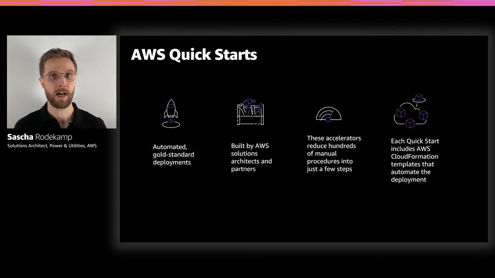So Quick Starts are our automated gold standard deployments, which get built by AWS solution architects and/or partners, and they should accelerate your journey to the cloud by reducing the manual steps that are needed to get a solution started. Quick Starts usually come with batteries included, meaning we are delivering the CloudFormation templates, the necessary business logic, as well as documentation that helps you to deploy the Quick Start and adjust it to your needs.